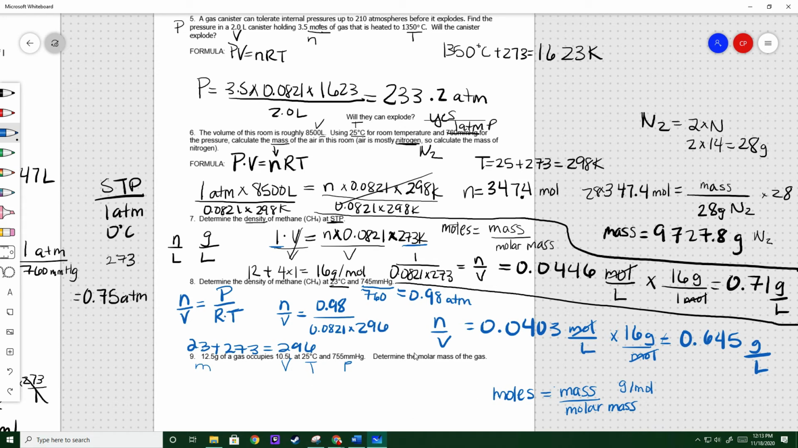So what we would have to do is solve for N. In this case, we need to know what N would be. And then we would take our mass and divide it by the moles to find our molar mass. It's kind of like switching. These would switch. So then we would do that. First we have to convert our temperature. So 25 degrees Celsius plus 273 gives us 298 Kelvin. And then for my pressure, I would have 755 divided by 760, because 760 millimeters of mercury equals 1 atmosphere.